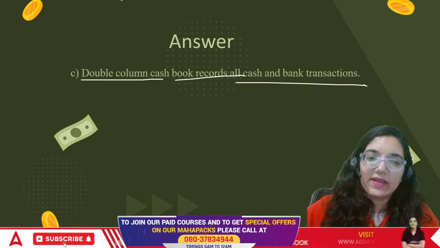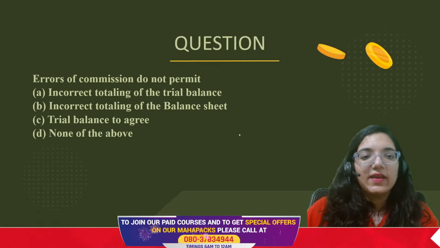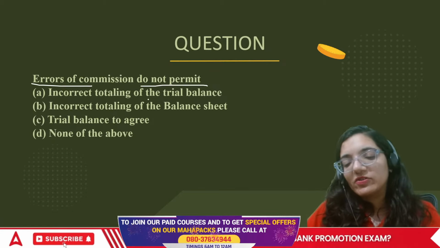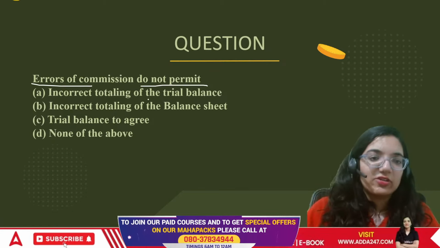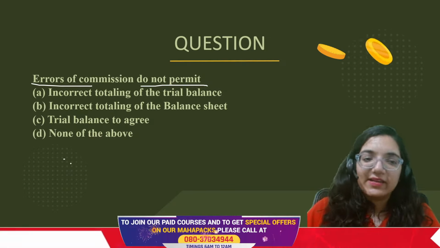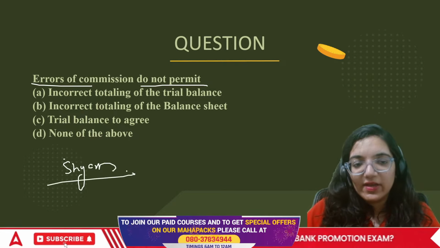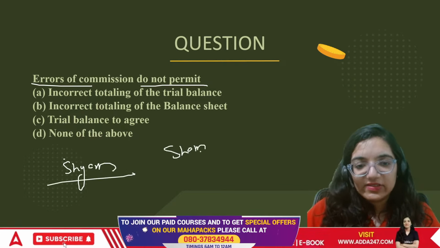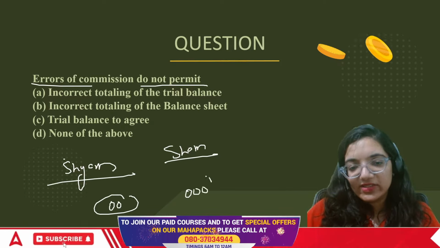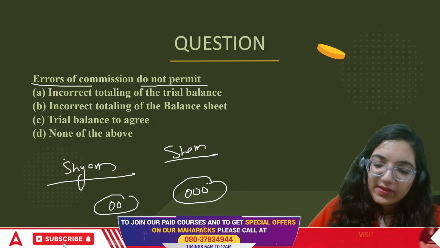Okay, here comes the next question. Errors of commission do not permit. Acha, what do you mean by errors of commission, everyone? Errors of commission are kind of clerical errors. For example, I was supposed to write it in the account of Mr. Sham, but I have taken it in the name of Mr. Sham. I was supposed to take 2 zeros, I've made 3 zeros. So in this case, the wrong account can be taken, right?